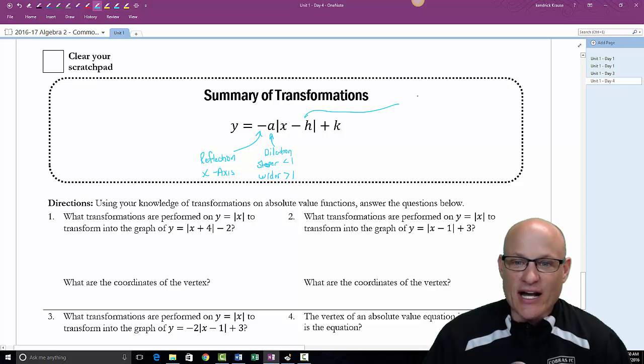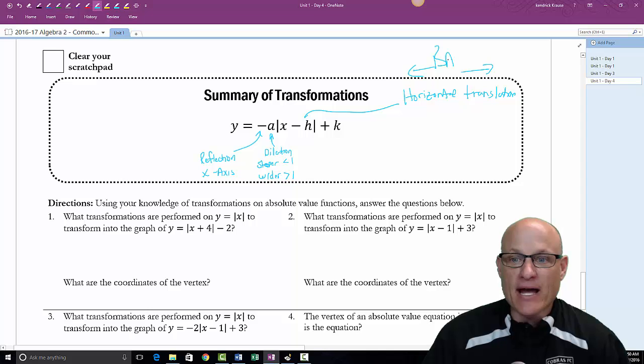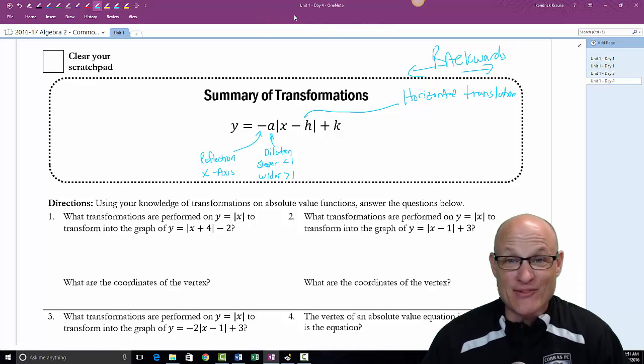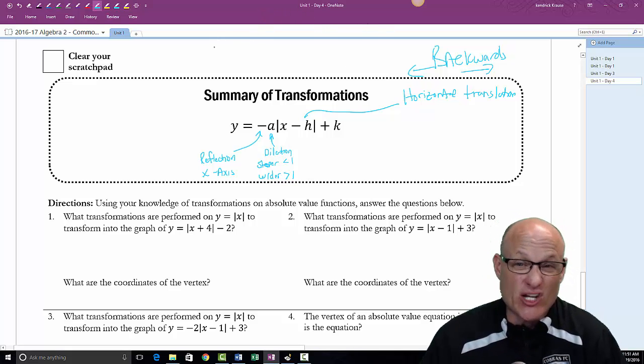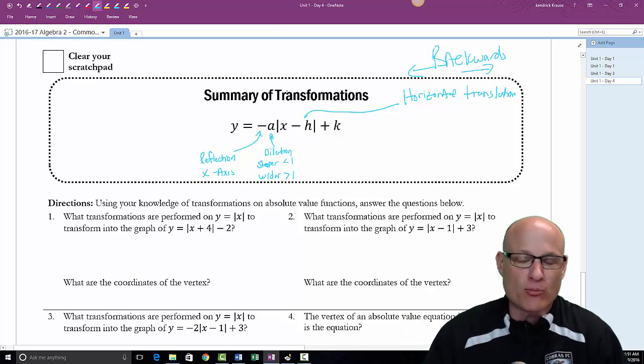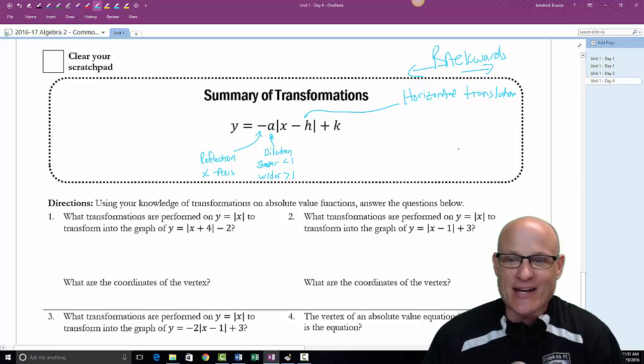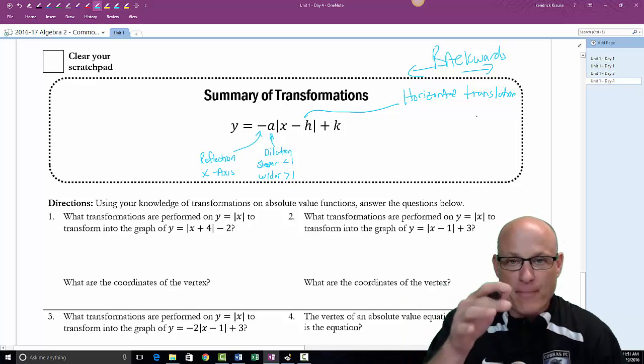On the inside, remember this is a horizontal translation or slide. This is going to move left or right, but backwards. Remember, on the inside, we're going to be backwards. We're going to do that like 6 times this year, and I want you to really get a good handle on that. When you're adding or subtracting on the inside, I don't care if it's absolute values or parentheses later or whatever it is, it's a horizontal left or right shift backwards.